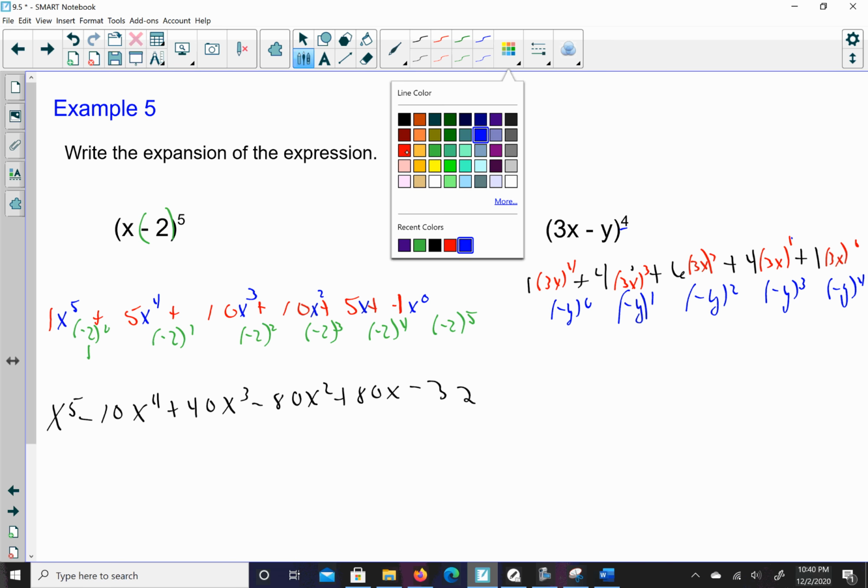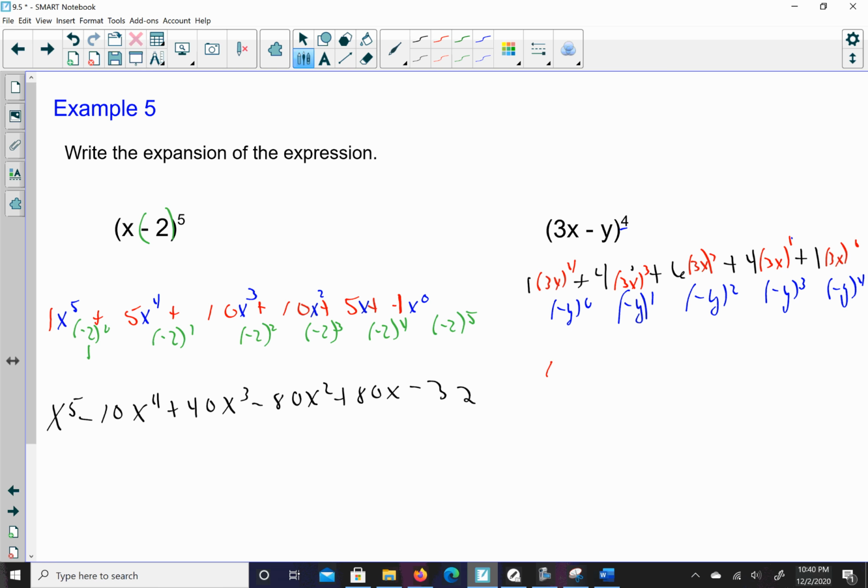Now I'm going to try and do this. So I'm going to have 3x to the fourth. So I have to raise that 3 to the fourth power, which would be 81. And the y to 0 is 1. So this will be 81x to the fourth. 3 raised to the third power is 27. 27 times 4 will be 108. This will be a negative, so negative 108 x to the third y.